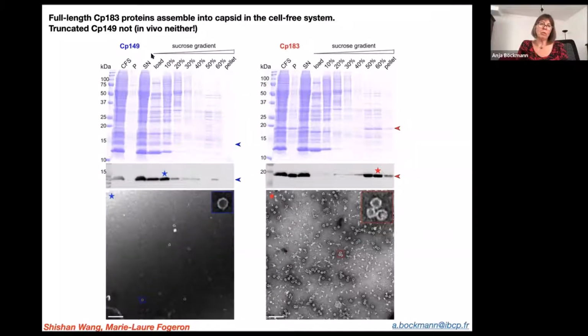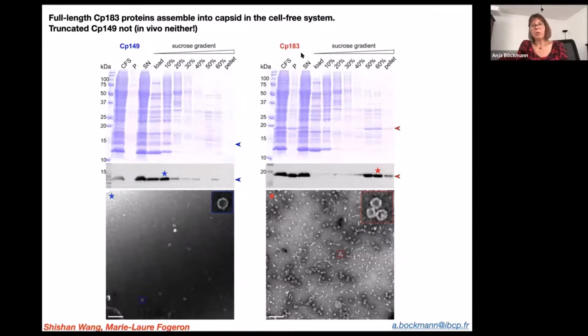So we produce these proteins in the cell-free system, we separate the pellet and the supernatant, and then we load the supernatant on the sucrose gradient to make a purification step. And you can see that the truncated capsids don't even enter the sucrose gradient. And you see in the electron microscopy picture that they do not assemble. You see some few capsids, but there are not many of them.